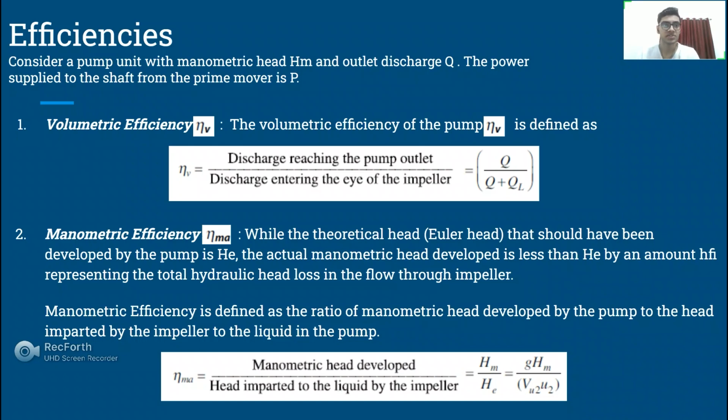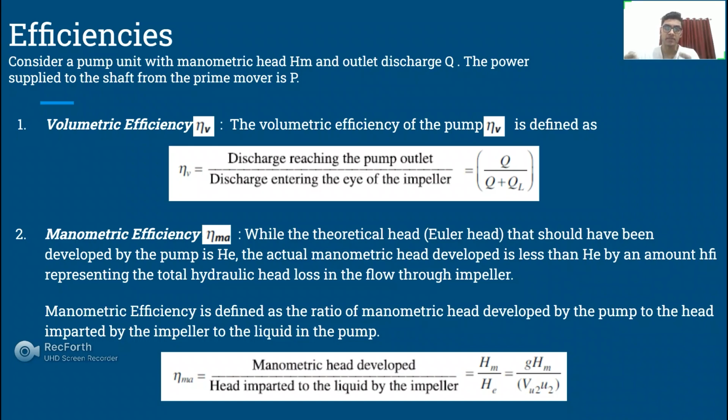So now moving on to the efficiencies. First, we'll consider a pump unit with manometric head Hm and the outlet discharge Q. The power supplied to the shaft from the prime mover is P. First, volumetric efficiency. Generally it is possible that out of the total discharge of water handled by the pump, some quantity of discharge QL might not have been delivered at the discharge end of the pump due to the leaks in the clearances between the impeller and casing, as we saw before.